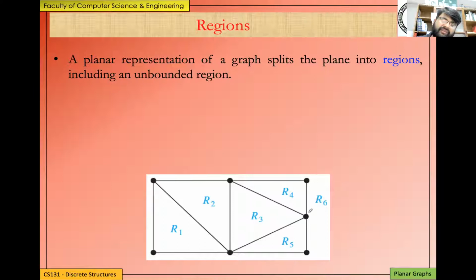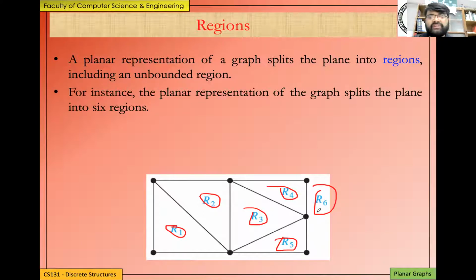And then you've got the unbounded area, which is the external part of the whole graph. So in this graph, you have 6 regions, starting from this is the first region, second region, third region, fourth region, fifth region, and finally your sixth region, right? So 5 are bounded in here and 6 is the unbounded region.